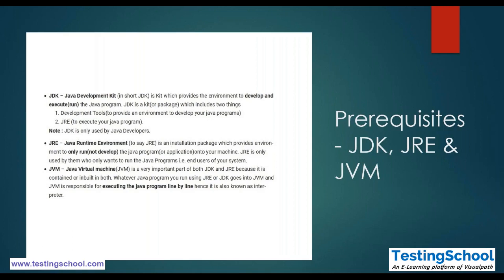Next is JVM, which is the most important part, that is Java Virtual Machine. It is a very important part of both JDK and JRE because it is contained and inbuilt in both of them, and it is actually the necessity to develop and run the Java application. So JVM is solely responsible for executing the Java program line by line. Hence it is also known as the interpreter. So this is the difference between JDK, JRE and JVM.